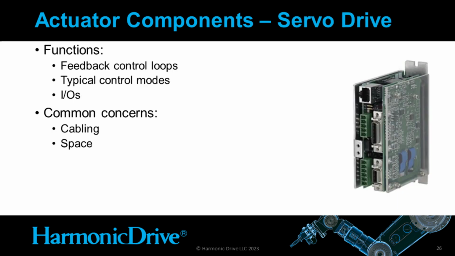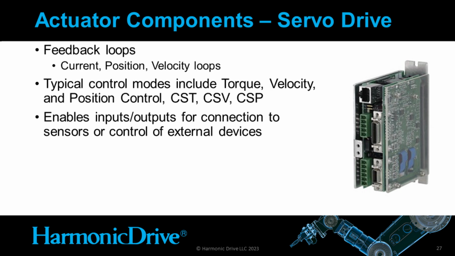So now let's get into the actuator component known as the servo drive. This is more of the brains of the system that tells the actuator what to do. So servo drives include many functions, some of which include feedback control loops. They are capable of controlling the actuator in various different control modes, and many also include extra IOs or inputs and outputs to control or read external devices. Some common concerns include cabling and space concerns. So we'll start with the functions, then we'll focus back in on the concerns after.